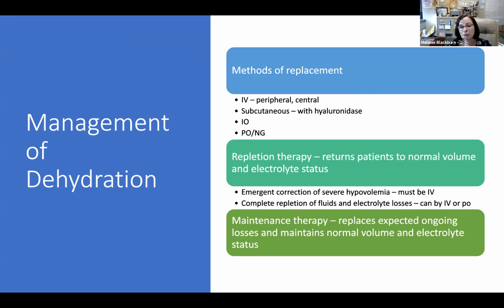And then the rest of the repletion of fluids, depending on their severity of dehydration, can either be by IV or PO. So we'll talk about that a little bit. And then obviously maintenance therapy just replaces ongoing losses and maintains normal volume and electrolyte status. So this is when you've achieved normal perfusion, you are normal in your electrolytes, and then you can start maintenance therapy on these patients.